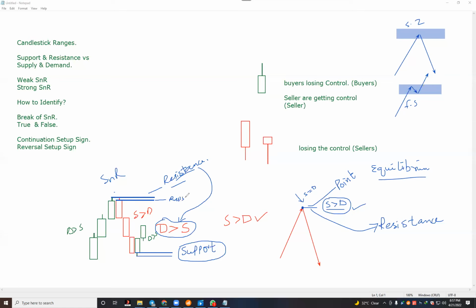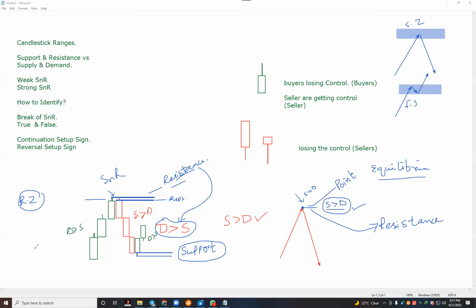But this resistance process, where it starts from, at this point it starts. From here, the sellers strived. This is the second line. And if there are two lines, it is called the resistance zone.